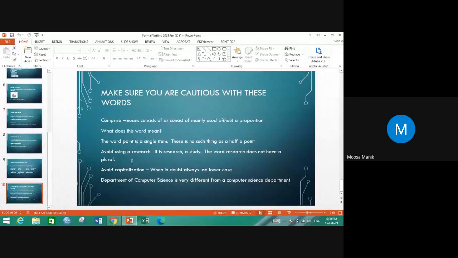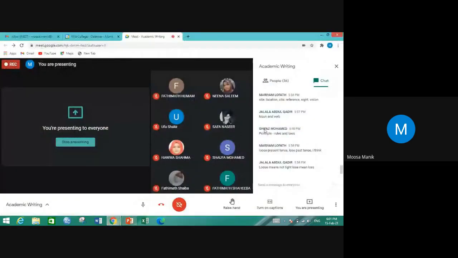And lastly, avoid capitalization. When in doubt, always use the lowercase. Now, let's say Department of Computer Science is very different from a computer science department. So, unless it is a proper noun, please use lowercase. So I think with that remark, I'm going to finish off. But before you leave, please write in the chat box that I am present, everybody, so that I can make a note and then present it to the concerned people.